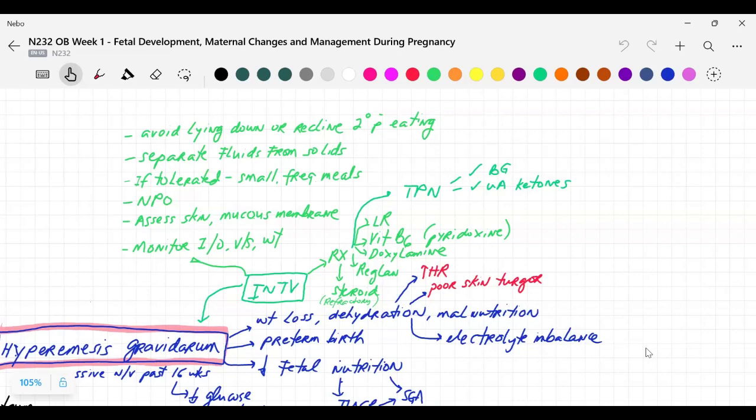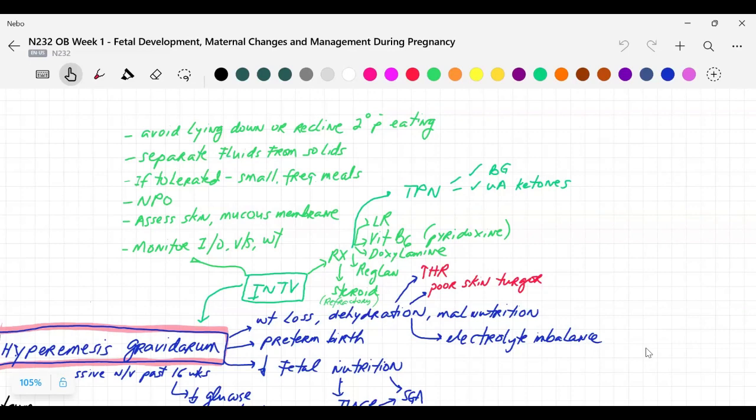Now, pharmacologically, the first choice are these two drugs here. The mom may get vitamin B6, pyridoxine, or doxylamine. These drugs are safe in pregnancy, and they are anti-nausea drugs. These are the two drugs that they will be given first.